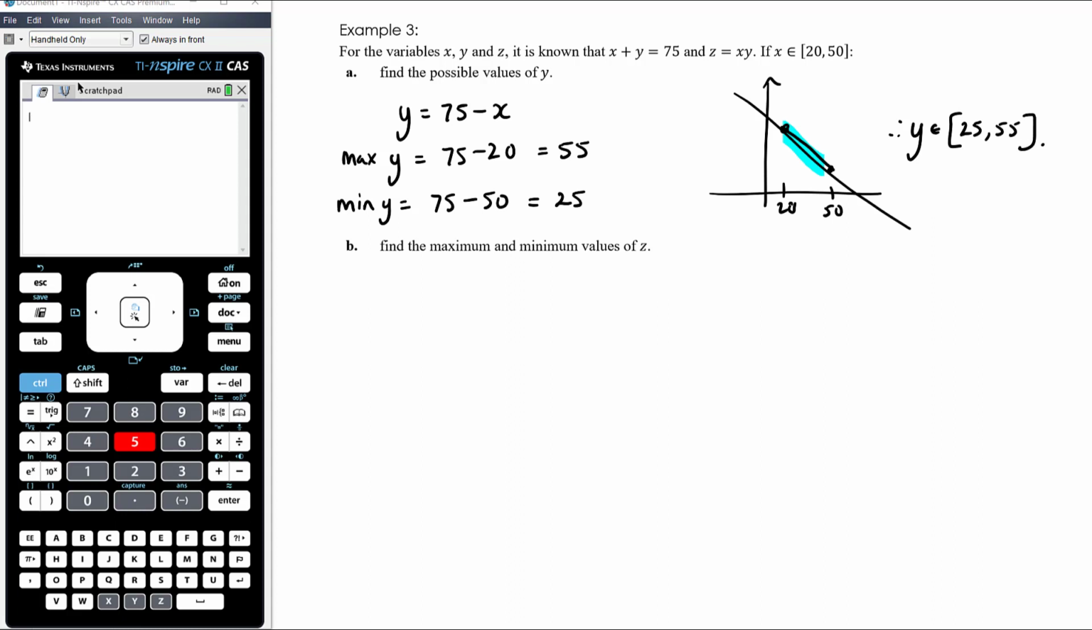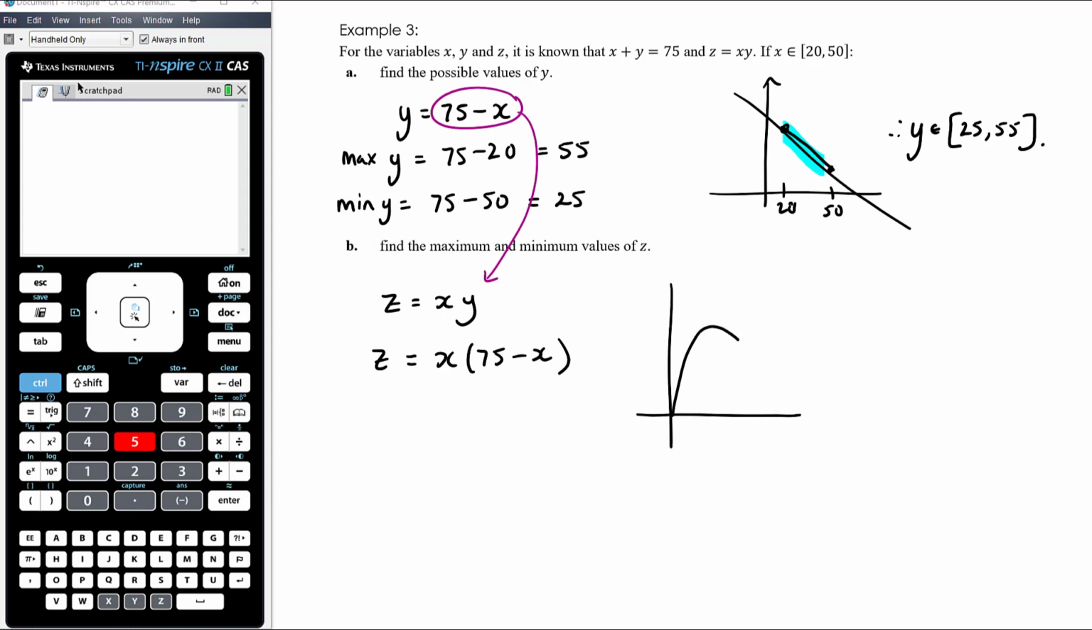Find the maximum and minimum values of z. Okay, so we know that z is equal to x times y. Let's get z just in terms of one variable, so let's get it just in terms of x. So let's substitute this in here. So z is x times 75 minus x. Now, that's a quadratic. It's a sad quadratic again, with x-intercepts at 0 and 75. And we know that x can only be between 20 and 50.